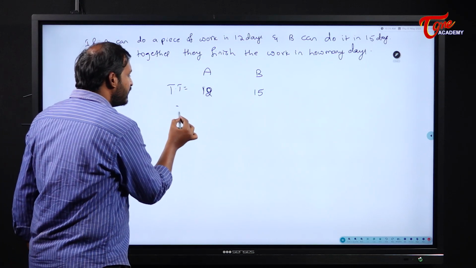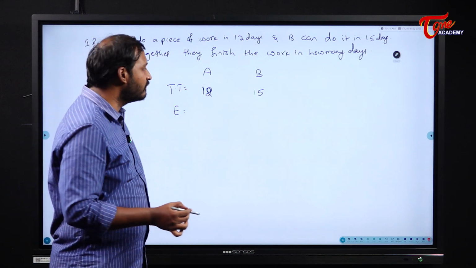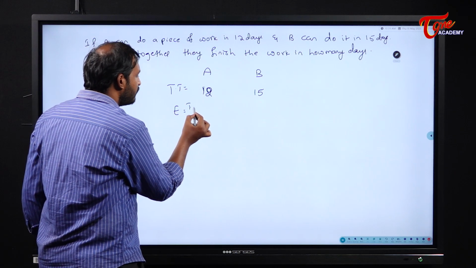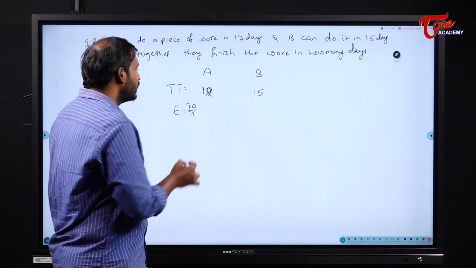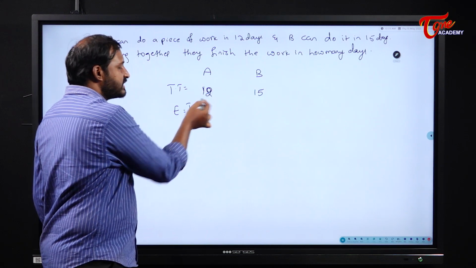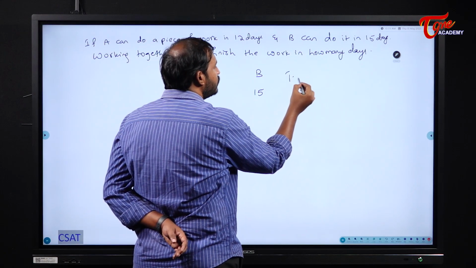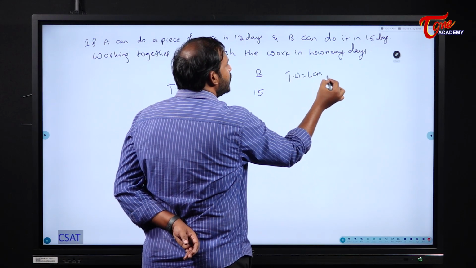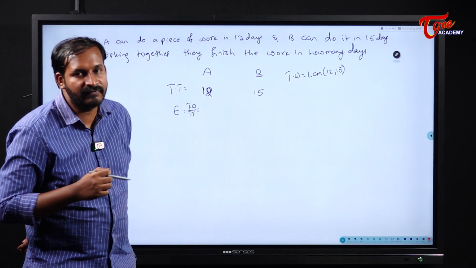Now, to write their efficiency, what is the first thing I should know? Efficiency is equal to total work by time taken. This is the formula for efficiency. The time taken is given. When it comes to total work, already we know that total work is equal to the LCM of 12 and 15. We intentionally take the total work as the LCM of the given times.